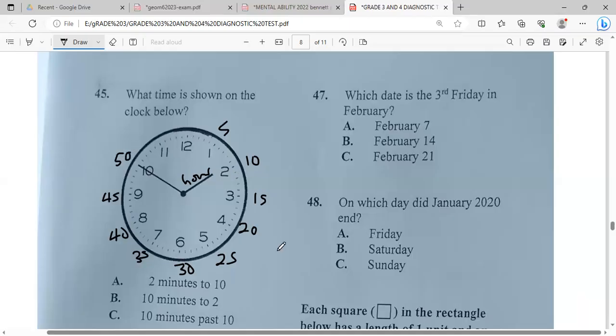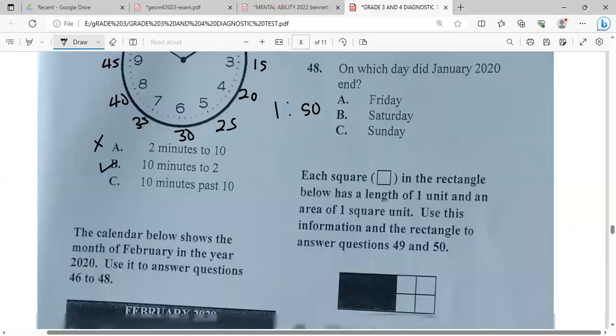So it's like it's saying 150. So let's see which one of these is the same as 150. 2 minutes to 10, that is not accurate. 10 minutes to 2, that is correct. All right, so in 10 minutes time, it will be 2 o'clock. I think only Jamaicans say time like that.